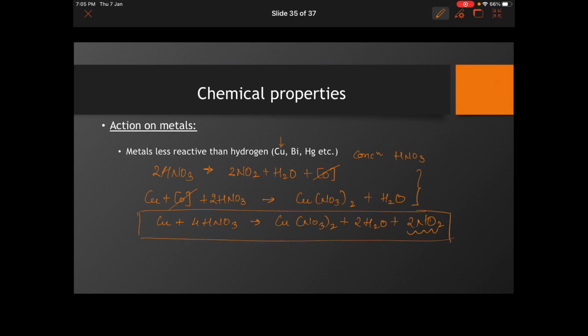I gave you the picture behind this reaction, where you should just know what HNO3 is going to do with copper. Copper is lesser reactive than hydrogen, right? So it is not going to directly react with this acid. So what will happen? Nitric acid will be releasing nascent oxygen, and that will start the reaction.